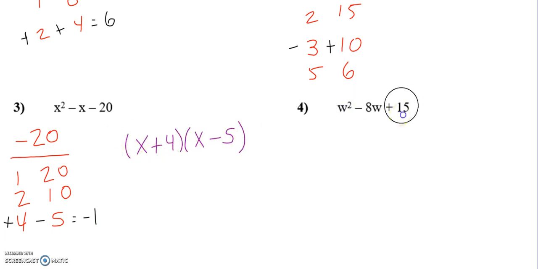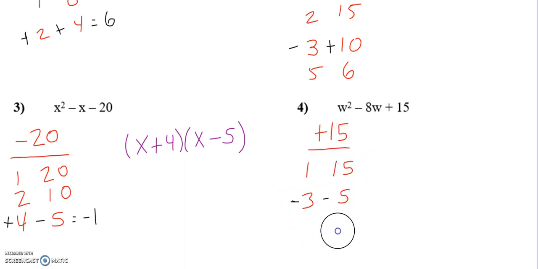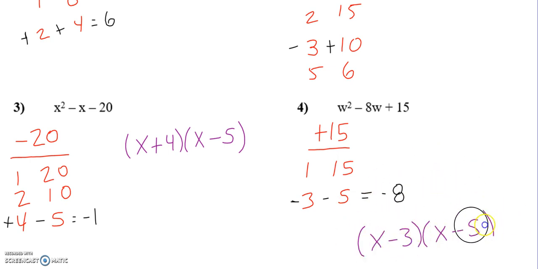And finally, the last one, positive 15. Don't have a lot of factors, so that's pretty easy. I'm trying to get negative 8, and remember, same sign means I'm adding, but I'm adding to get to a negative, so it better be negative 3 plus negative 5. And there it is. I knew it was somewhere. All right, so hopefully that went okay. We'll definitely practice these in class, and you got to get this factoring down.